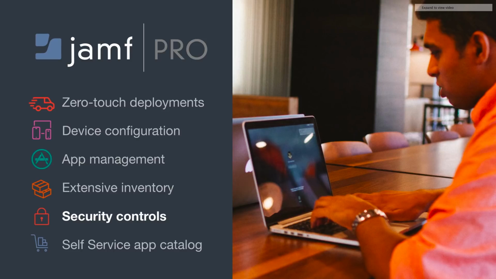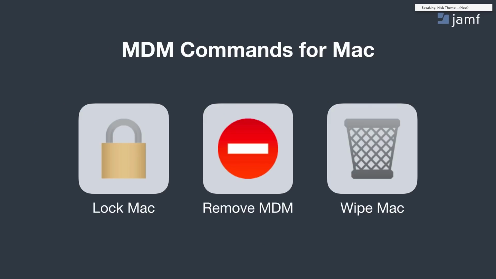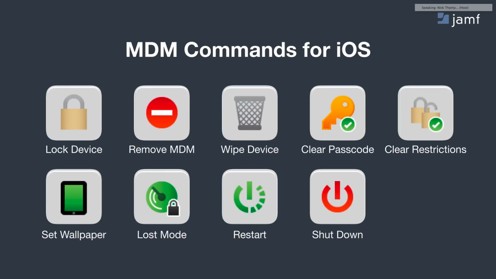Next, some security controls. So first off, if devices ever go missing, you've got some very specific commands that you can send down to a device, such as locking it or remotely wiping it. For the iOS side of things, you have a few more commands that you can do, such as clearing the passcode or setting the wallpaper, putting it into lost mode, or rebooting the device.